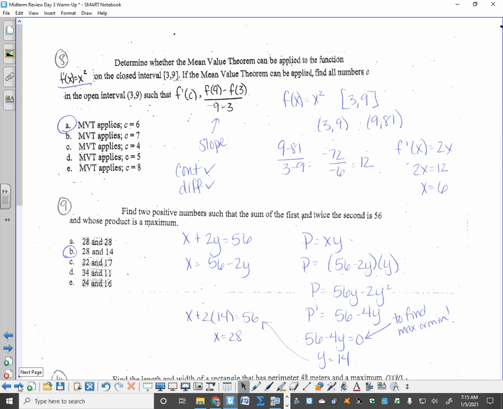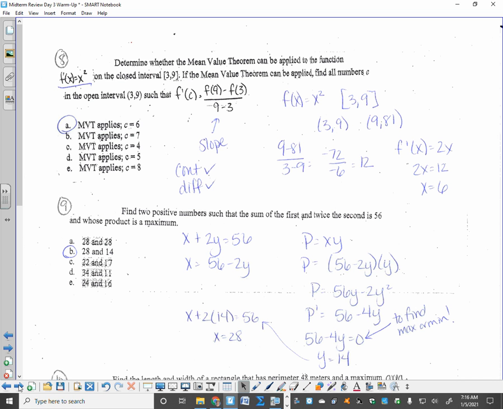Okay, number 8 is also an MVT applied to the function f of x equals x squared, interval 3 to 9. And that's just the part that's written in there at the end, the f prime of c equals f of 9 minus f of 3. That's just the slope formula. They don't have to give that to you.